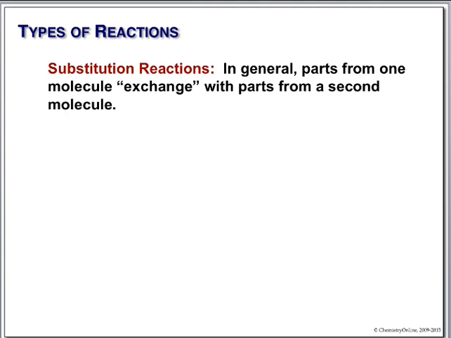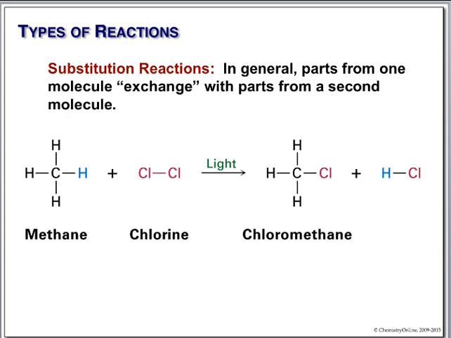Substitution. We're going to swap parts between different molecules. The substitution that we're going to talk about today is free radical halogenation. In the process of teaching organic chemistry, this particular reaction has a long history. This is actually a really lousy reaction, okay? Really lousy reaction, something that you would virtually never do in the real world.